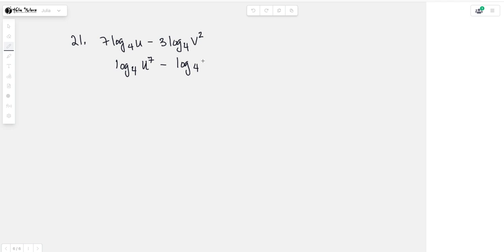It's okay. It would be a back-to-back exponent rule, and that's the multiply. Because look, I'll write it. It would be v squared to the 3rd, and so in this case we'd multiply. So you are right to say to the 6th. So log base 4 of u to the 7th minus log base 4 of v to the 6th, and finally we do what?